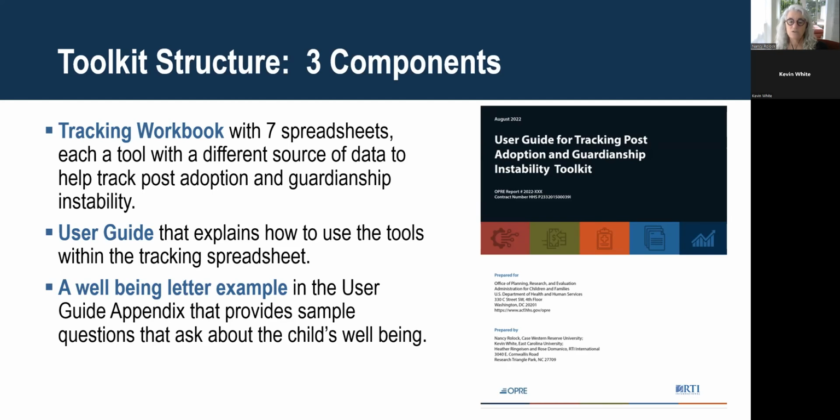The second component of the toolkit is the user guide that explains how to use the tools within the tracking spreadsheet. The third component of the toolkit is an example of a well-being letter. This letter provides sample questions that ask about the child's well-being. This can be found in the user guide appendix. All 3 components of the toolkit, the tracking workbook, the user guide, and the well-being letter, will be posted publicly on the OPRE website. On the right-hand side of this page is a picture of the cover of the toolkit user guide. Next.